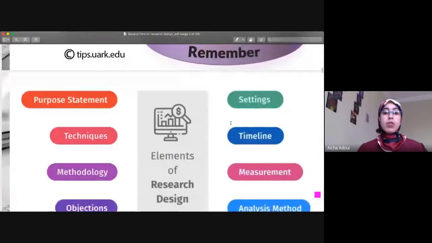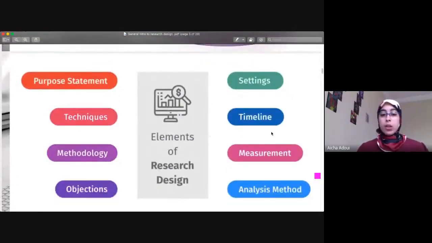Then again, there are major key elements of research design. A good research design includes all of these, or maybe some of these elements. We have the purpose statements, the techniques, how are you going to conduct the research, the methodology, the methods you're following, objections, any problems you might face during the research, the settings, the timeline, the measurements, how are you going to measure the success of your research, and then the analysis method, how are you going to analyze the data or the information, whatever you collect throughout the research process.